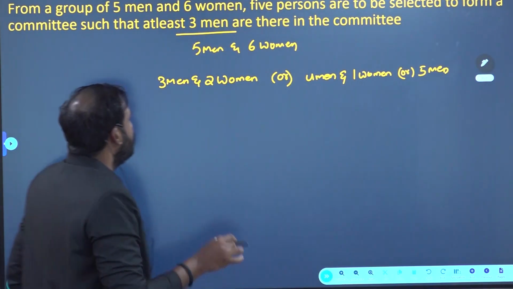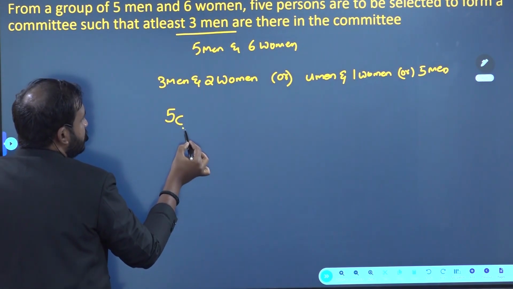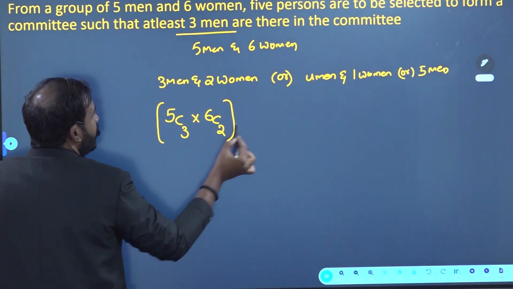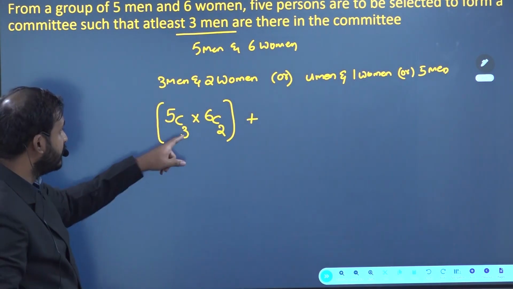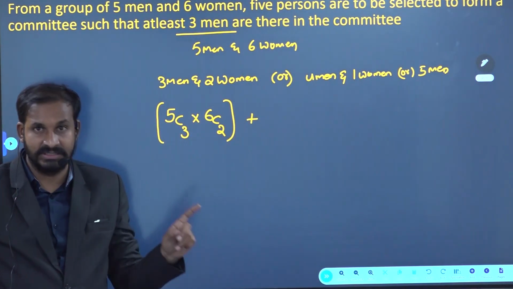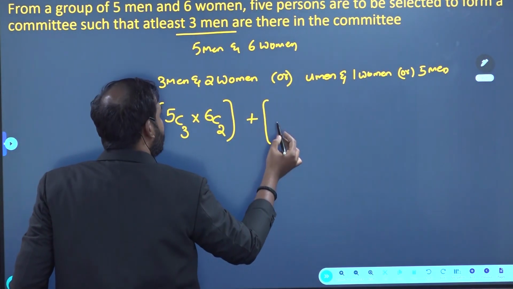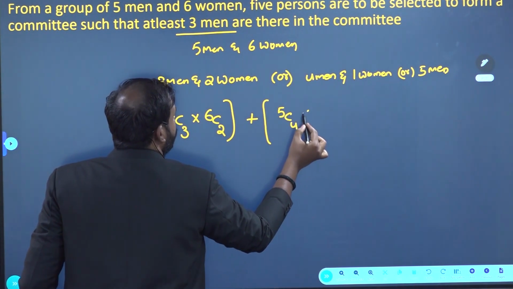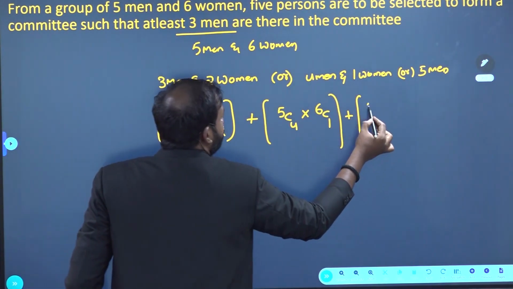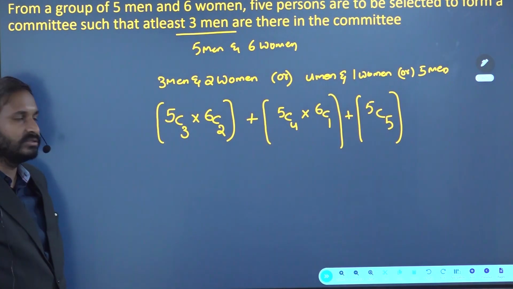So 5 men. Now see here, 3 men. How can I pick 3 men from 5 men? 5C3, into 2 women from 6 women, 6C2. Or means plus, I already told you. And means into, we will use into here. Or means plus. While discussing combinations, I told you. Next, 4 men means 5C4 into 1 woman means 6C1, plus 5 men means 5C5. In the last case we don't require any woman, so 5C5.